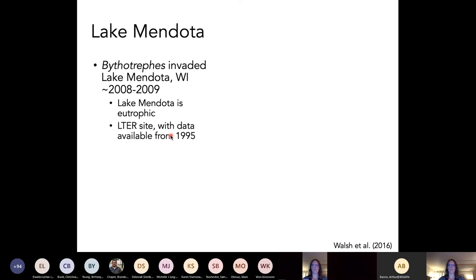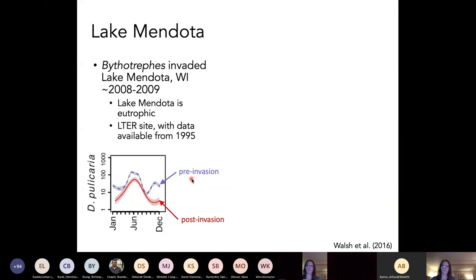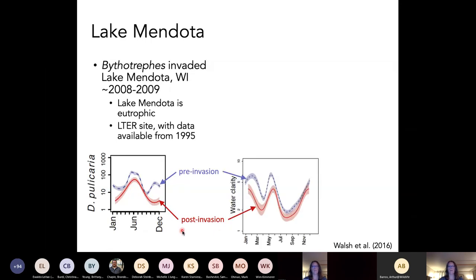A keen graduate student, Jake Walsh, was working on this data and did some great work to show that Bythotrephes could precipitate a lot of changes in lake food webs. Looking first at Daphnia pulicaria, and this is a log scale, so that's worth noting, looking over multiple pre-invasion years and multiple post-invasion years, they observed about a 60% decline in Daphnia abundance. And this translated to about a 1 meter decline in water clarity.